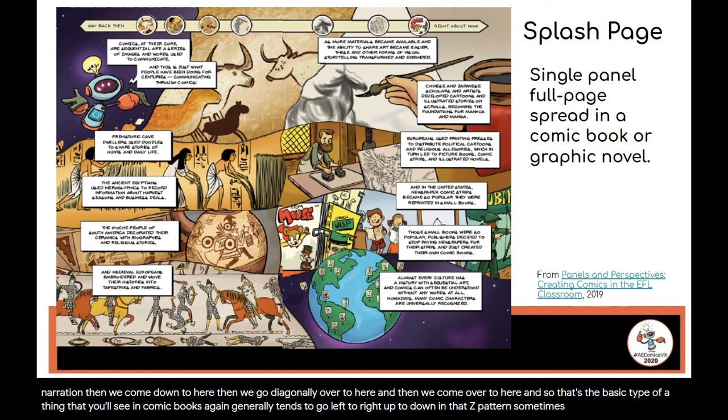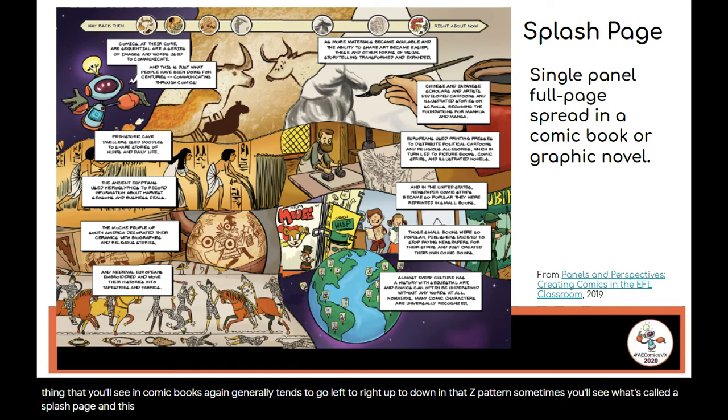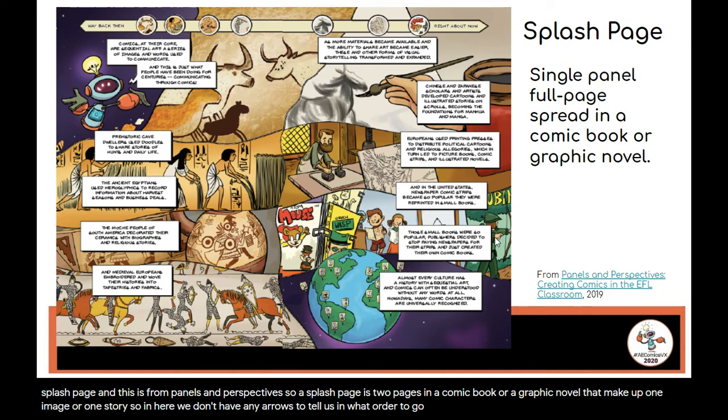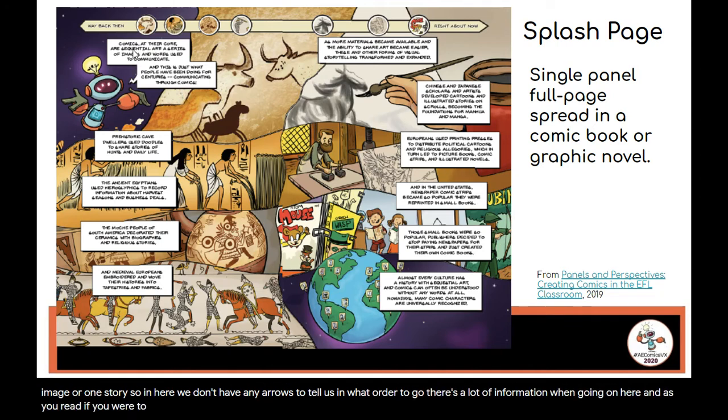Sometimes you'll see what's called a splash page, and this is from Panels and Perspectives. A splash page is two pages in a comic book or a graphic novel that make up one image or one story. So, in here, we don't have any arrows to tell us in what order to go. There's a lot of information going on here. And as you read, if you were to start here, as we should, and read through the dialogue from the narrator, then you would come over to here to read.